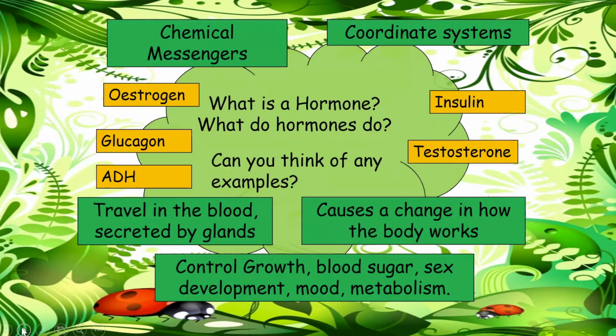We have some that control our growth. So HGH is the human growth hormone. We have some that control our blood sugar levels, insulin and glucagon, and some that control water content of the blood, such as ADH. ADH is antidiuretic hormone, which you'll be learning a little bit more about in the double lessons.